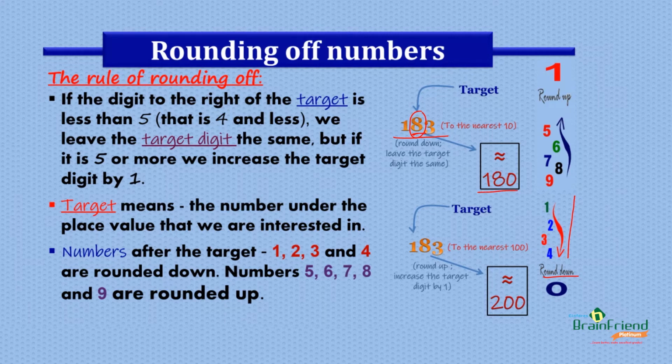And in another situation where we need to approximate the same 183 to the nearest 100, the number 1 is our target and 8 is the number that determines what we will do, either rounding up or rounding down. Now in this case, because we have 8, we'll round up. And that means we'll add a 1 to our existing one, and that gives us 200.